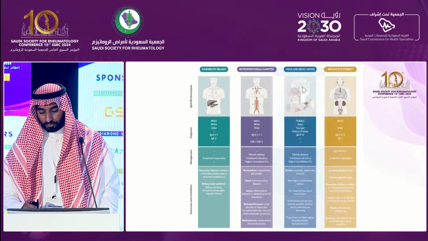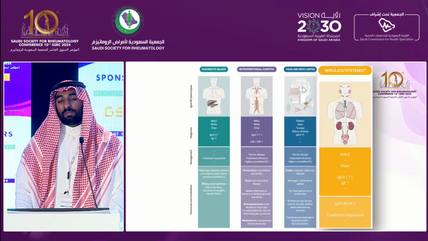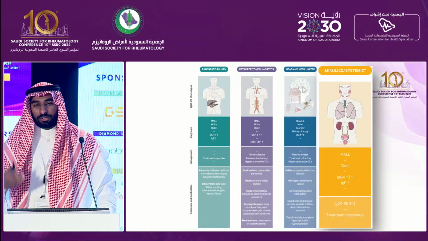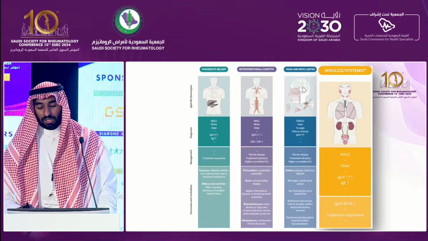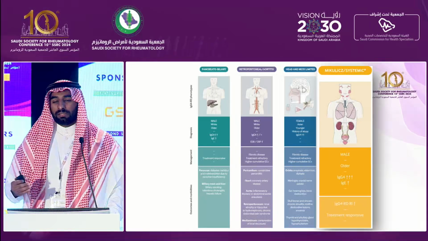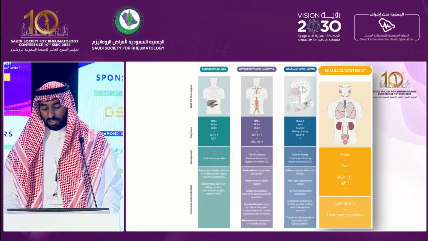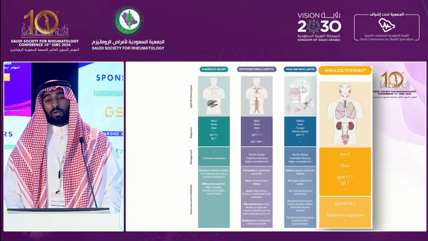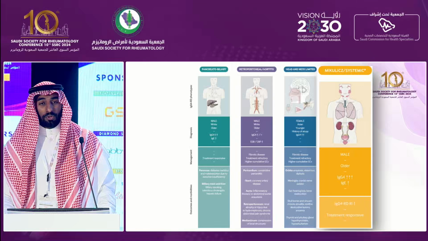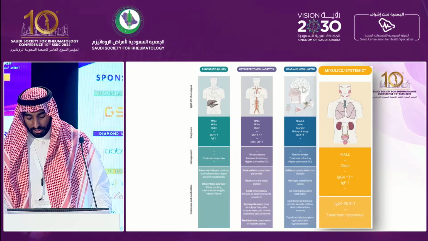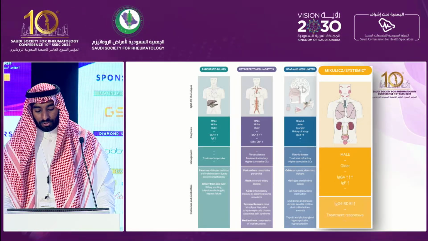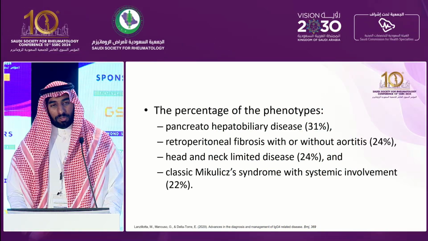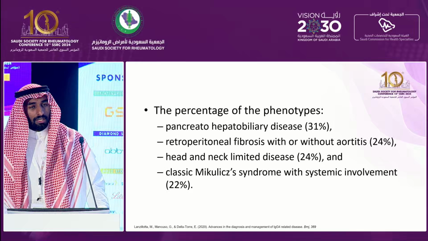The fourth one is Mikulicz or systemic disease, where almost all organs are involved, like lacrimal glands, salivary glands, lungs, kidneys, and others. We see it in older males. Also, they have marked IgG4 level with IgE, and they are treatment responsive. So the most common one actually is the pancreaticobiliary disease, in 31%.